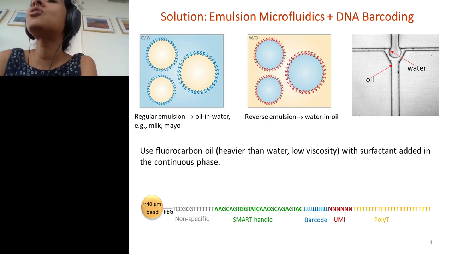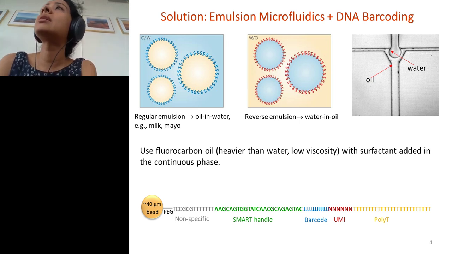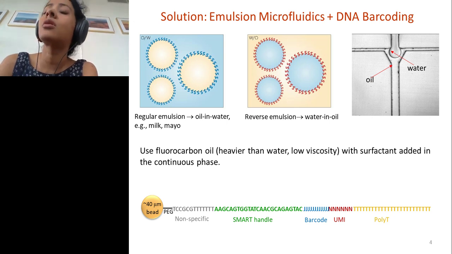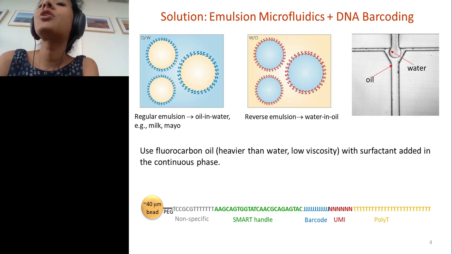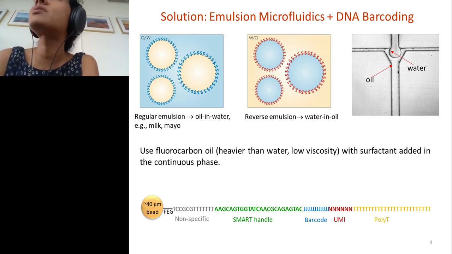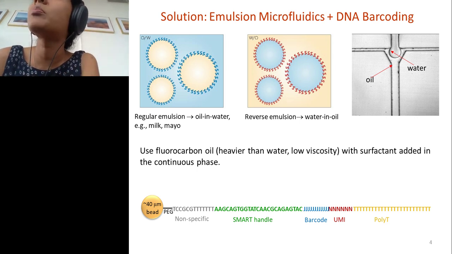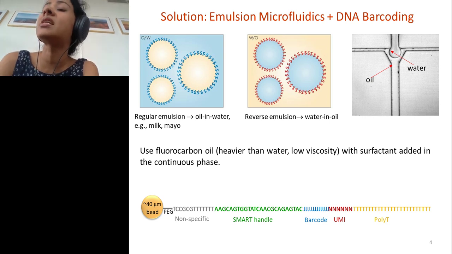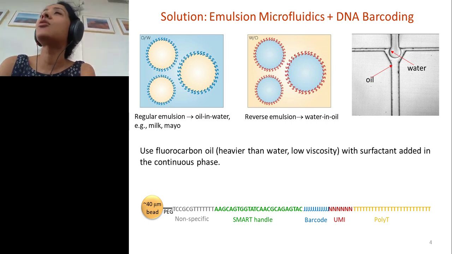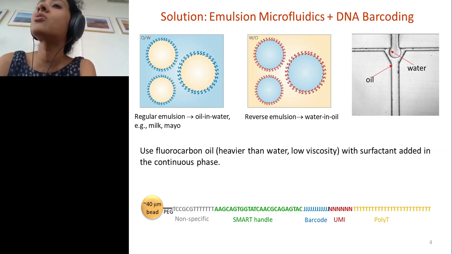The other thing that we needed to do was to assign labels to each of these water droplets or reaction compartments. So if we had a cell in each of these droplets, there was a necessity to attach a label to each droplet, to distinguish the cell in a given droplet. And this is traditionally done or mostly done with DNA barcoding, though there are other options of doing this.